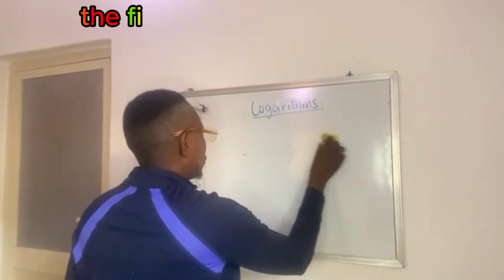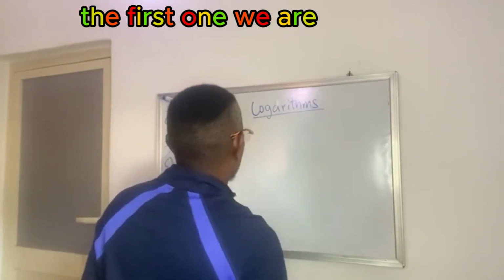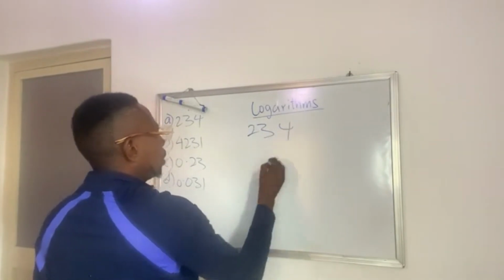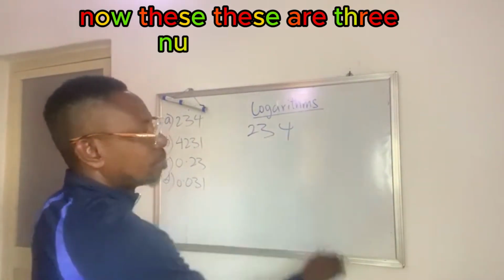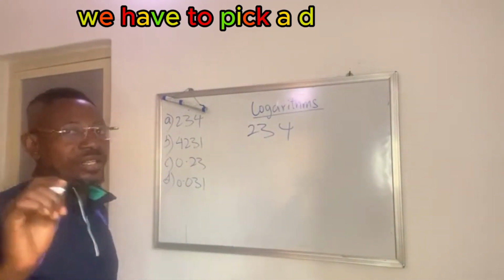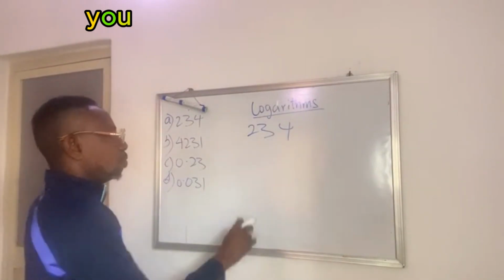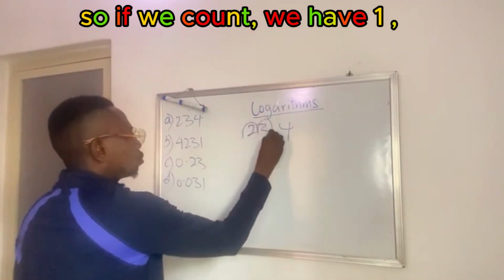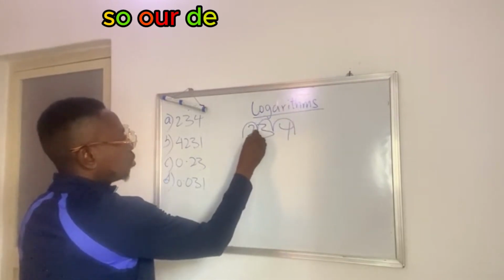The first one we are asked to express is 234 in standard form. Now these are three numbers here. We have to pick a decimal place of these three numbers. You pick a decimal place after the first number. So if we count, we have 1, 2, 3, right? So our decimal comes here.